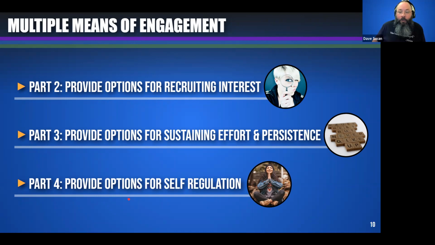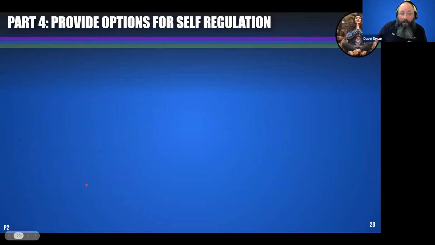So we're thinking in terms of what types of activities or systems we can put into our courses, whether they're in the classroom or online, that will help students with their own self-regulation, which implies a lot of different things. I'm going to click on that, and we'll go right there. So we're talking about providing options for self-regulation.